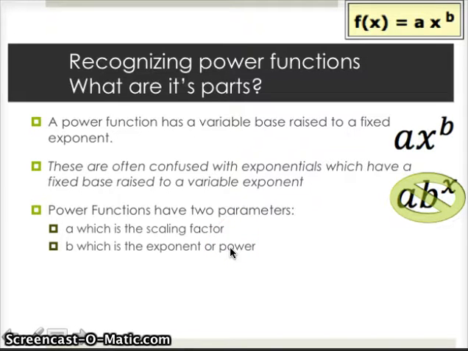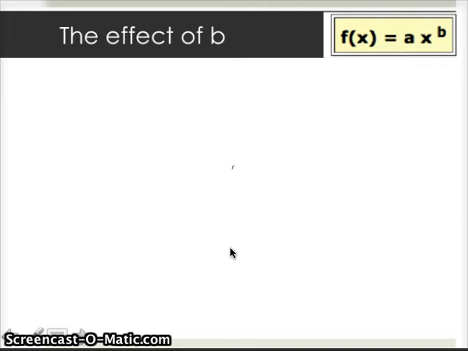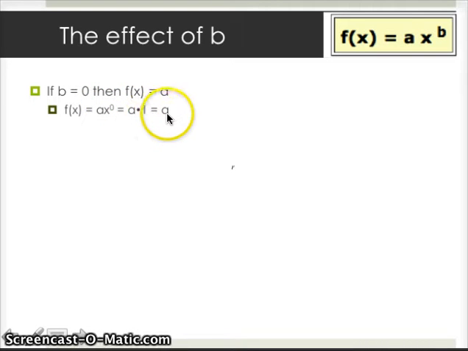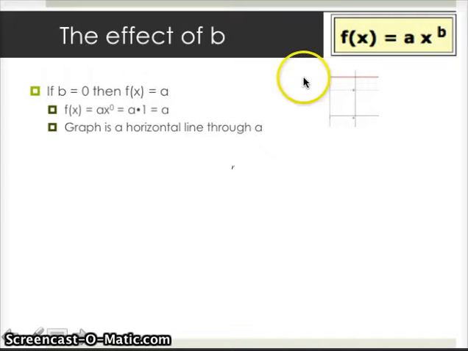Let's talk about the effects of b first. If b is 0, then the function is going to equal the value of a. We can see that by plugging in 0 for b: I would have x to the power 0, which is just 1, and then a times 1 is just a. So that means the graph is a horizontal line through a. It's just a flat line if b is 0.